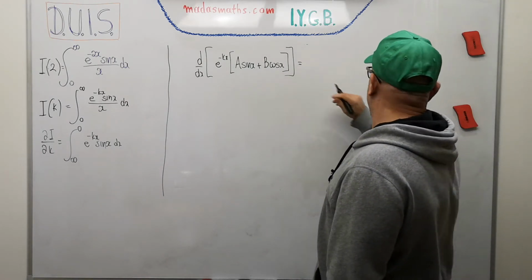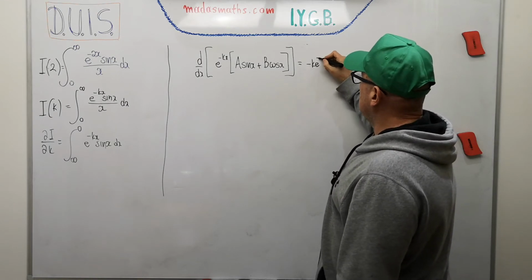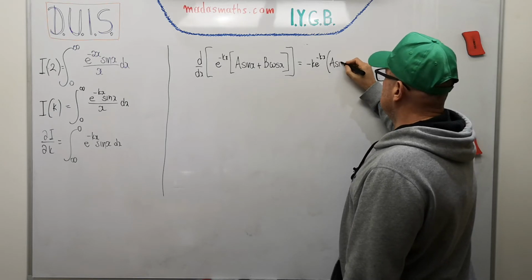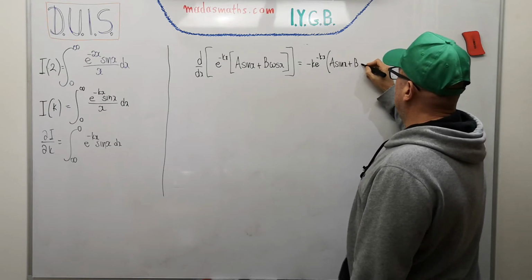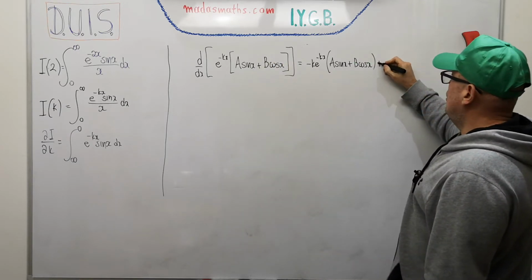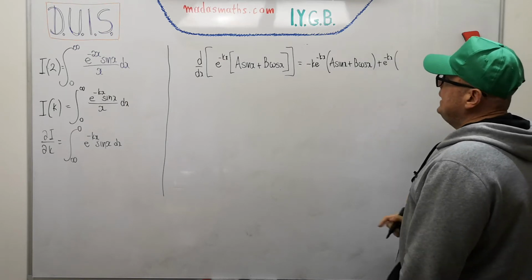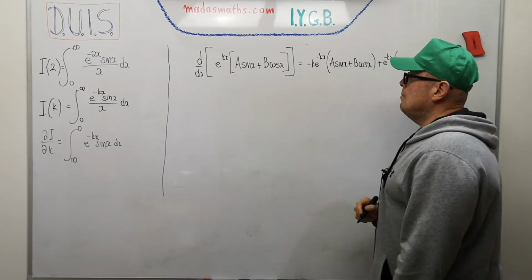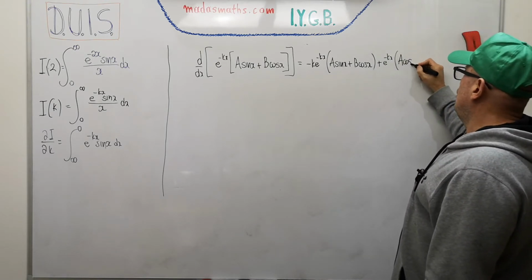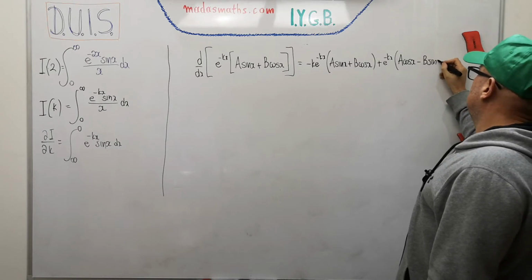Just a quick product rule now. So minus k e to the minus kx, differentiated the exponential, leaving the inner bracket as it is. So that's that bit done. And now leave the exponential alone, so that is e to the minus kx. And now we're differentiating the other part of the product. That's going to give us an A cos x minus B sin x.